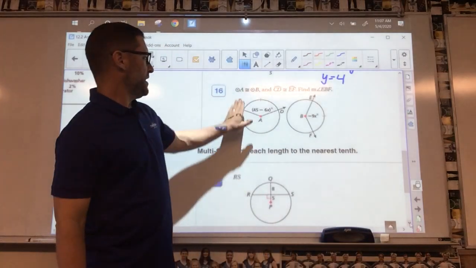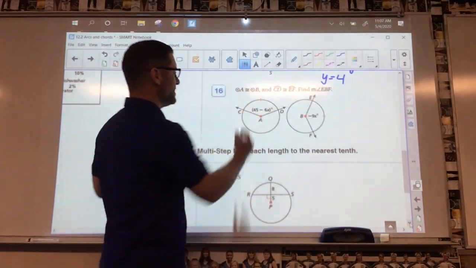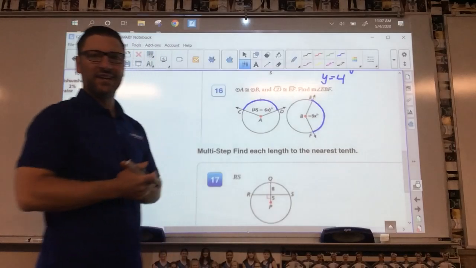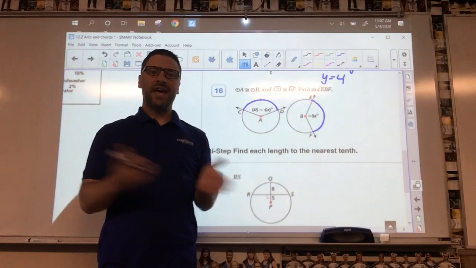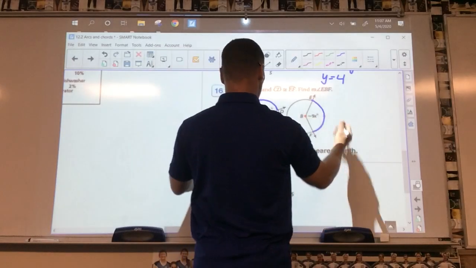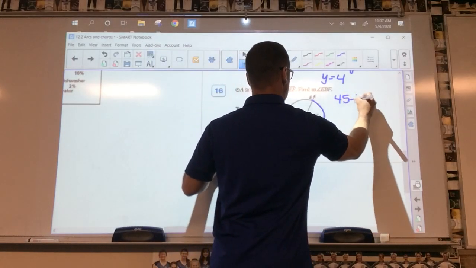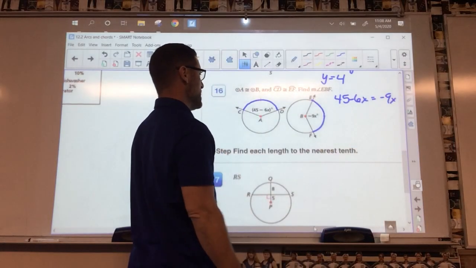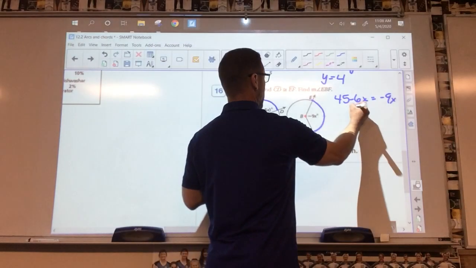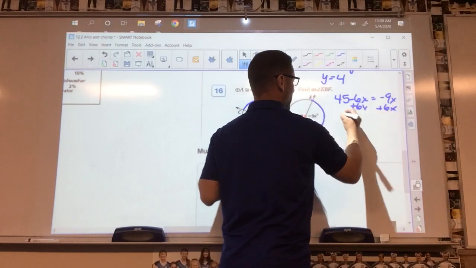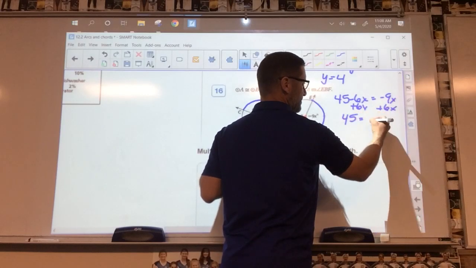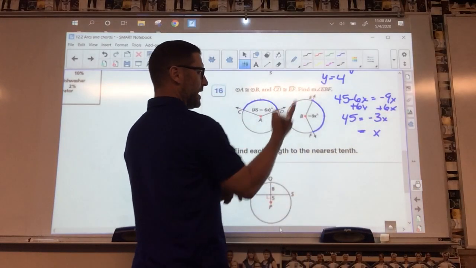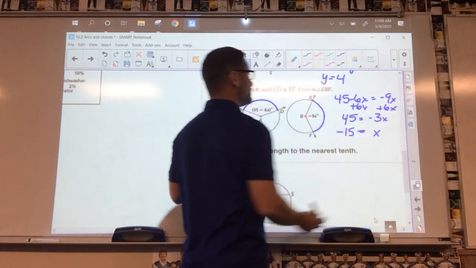Next one. In circle A and circle B, the C to D arc is the same as this arc. Well, again, if the arcs are the same, the angles are the same. So these two angles right here would have to be the same. 45 minus 6x should equal negative 9x. Okay, that should work. I will add 6x over. I get 45 equals negative 9x, and 6x is minus 3x. And that means my x value, 45 divided by negative 3, is negative 15.